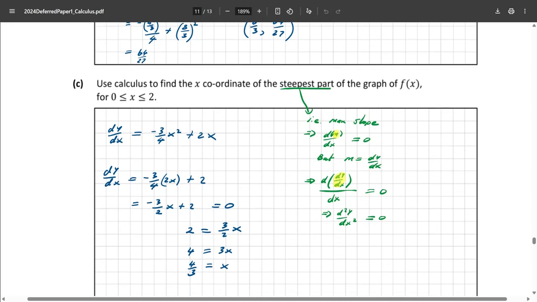The maths that's going on here is as follows. The steepest part is English, but convert that to maths language. Steepest means the maximum slope. Think when something is steep, it's got a slope. And the steeper it is, the higher the slope. So we're looking for the max slope.